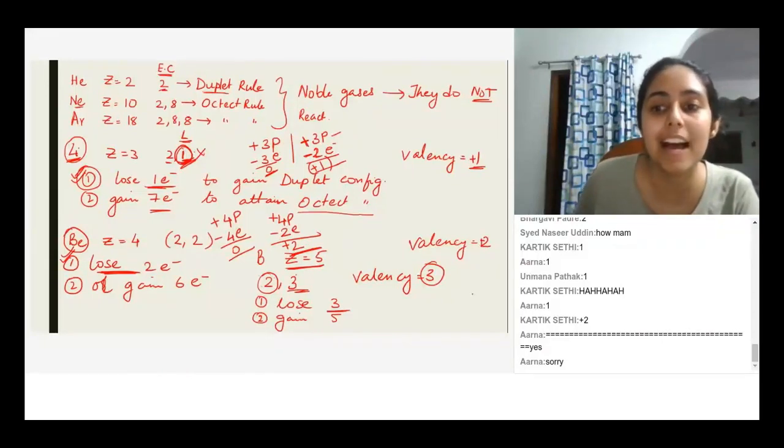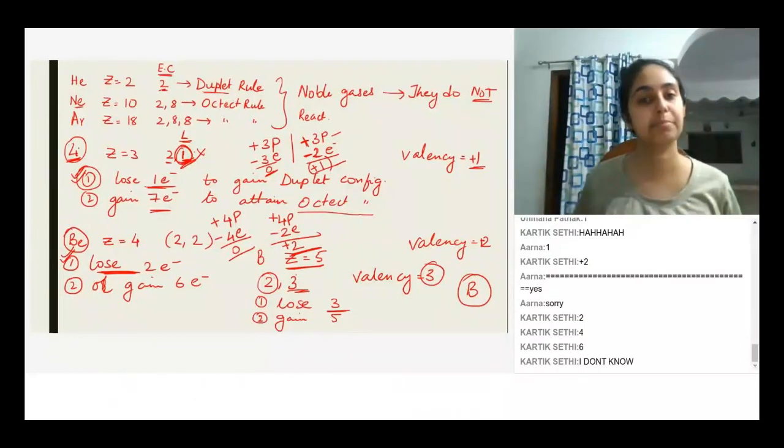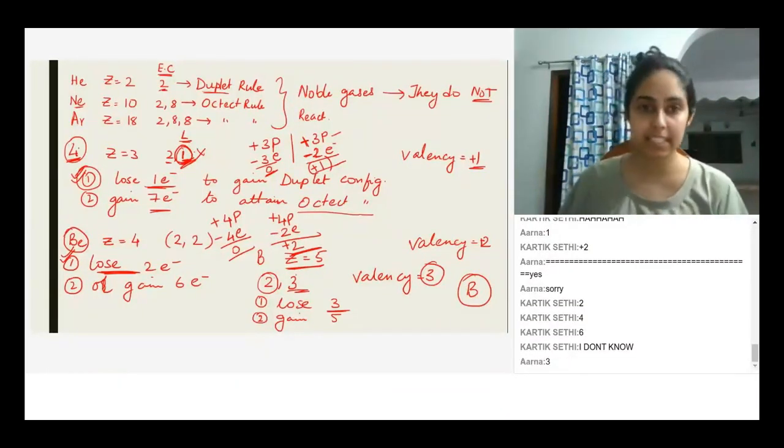Can you tell me the valency of boron? Boron's atomic number is 5. +3. Very good.